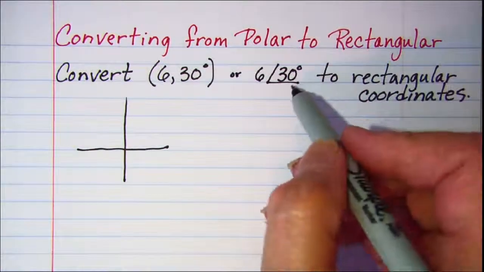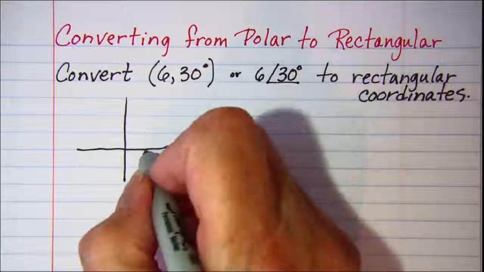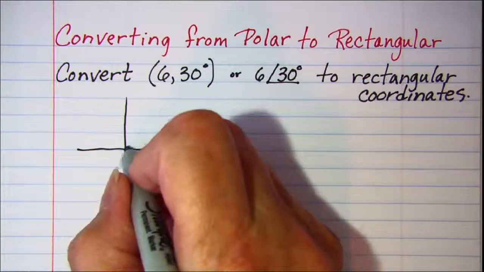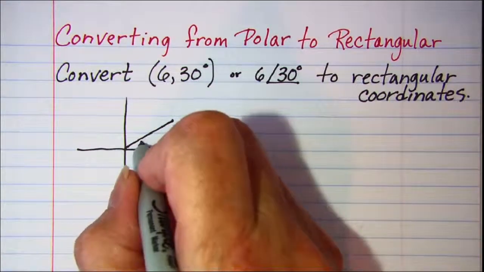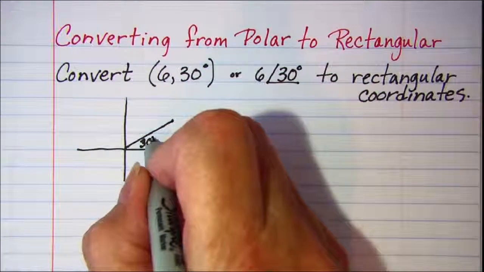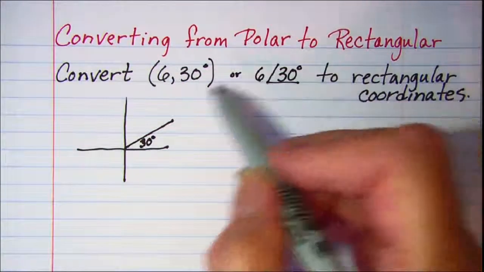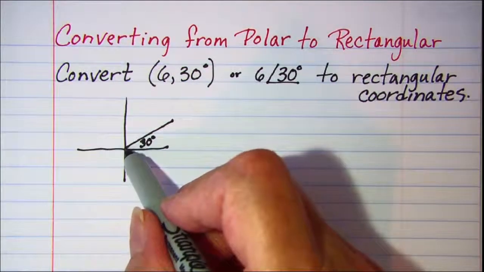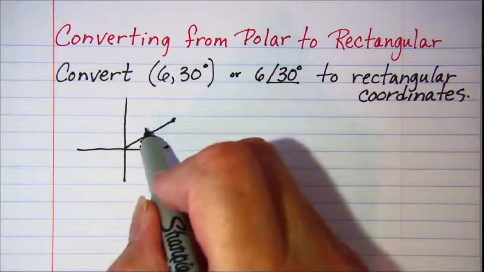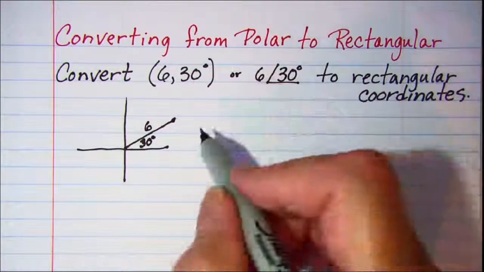So let's sketch this point. Now we're going to rotate 30 degrees. So this angle is 30. And then we're going to go out 6 units from the origin to the point. So this distance is 6.